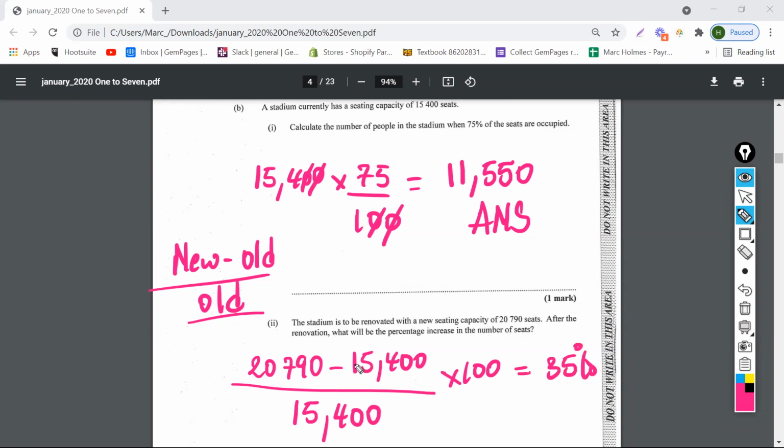So 20,790 minus the 15,400 should give you, I think it's 5,000. How much? Let me just check it.